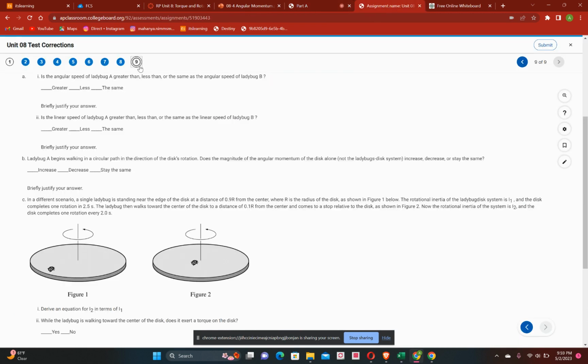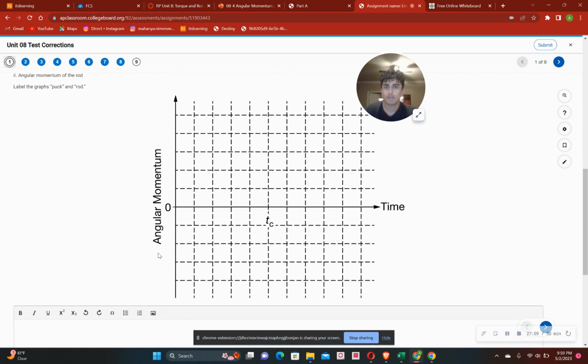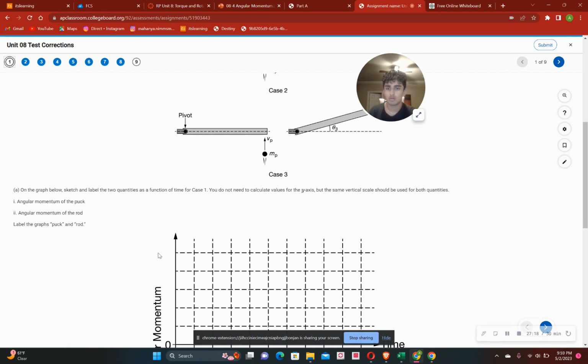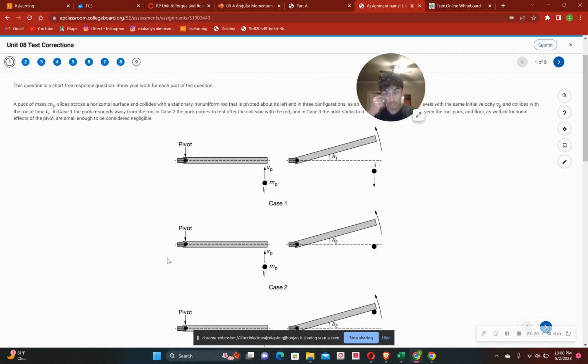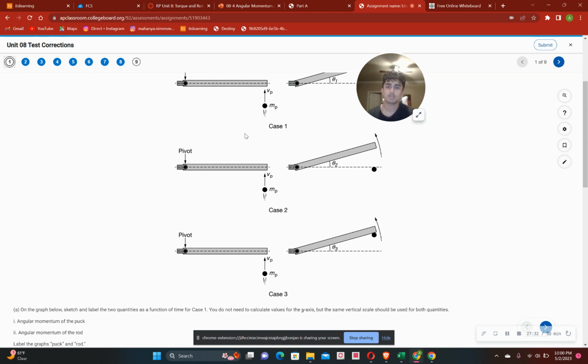And then last FRQ. Okay, so this question was asking about these 3 different cases, right? There's one where the ball comes here and bounces back while the rod is going up. There's one where the ball just hits the rod and it stays wherever impact occurs. And there's a third case where it sticks onto the rod.